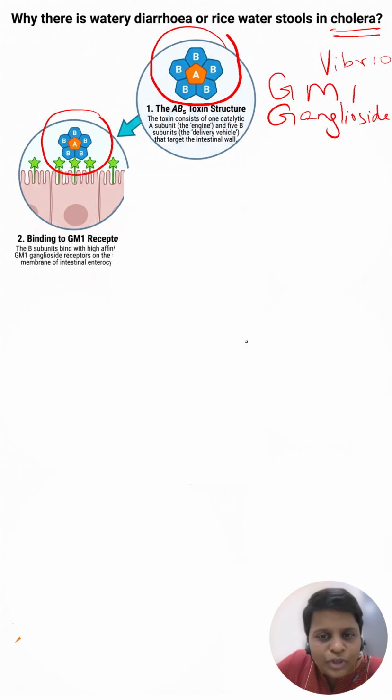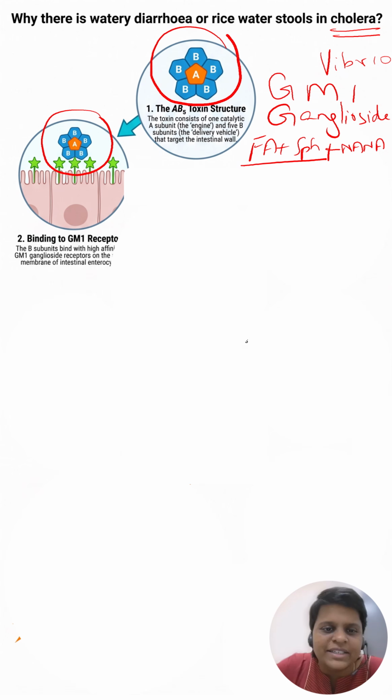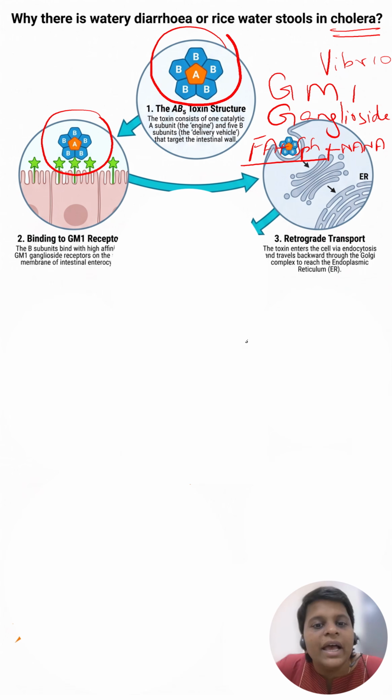Ganglioside is a glycosphingolipid which is made up of fatty acid plus sphingosine, which is otherwise known as ceramide, and to that you have a N-acetylneuraminic acid or a sialic acid residue. So this GM1 ganglioside receptor will bind the toxin, and this toxin will get endocytosed and it will reach the endoplasmic reticulum within the cell.